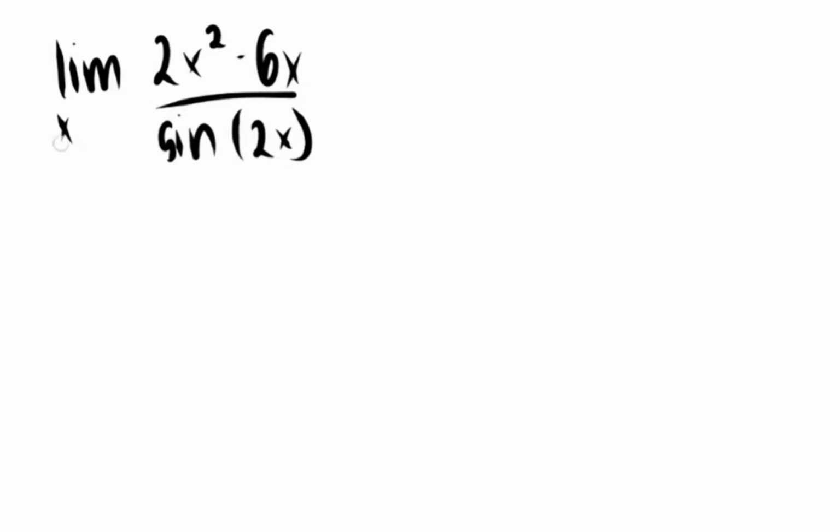Part 1. Hello everyone! Today we are going to solve the limit of 2x squared minus 6x over sine 2x as x approaches 0. We're going to solve this step by step, slowly, and with clear explanation. The first thing we always try in solving limits is direct substitution.